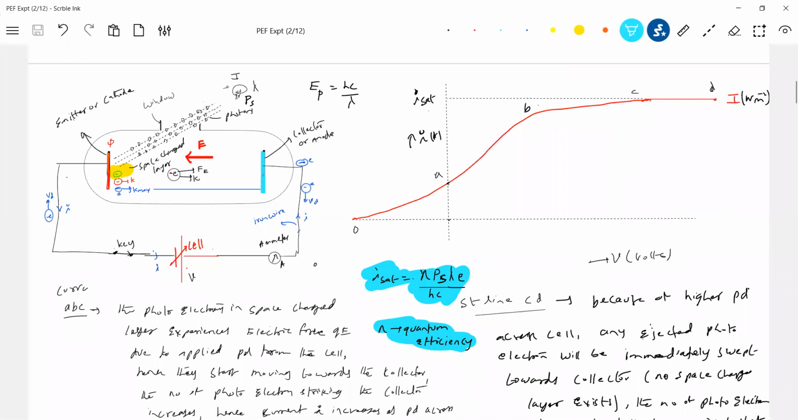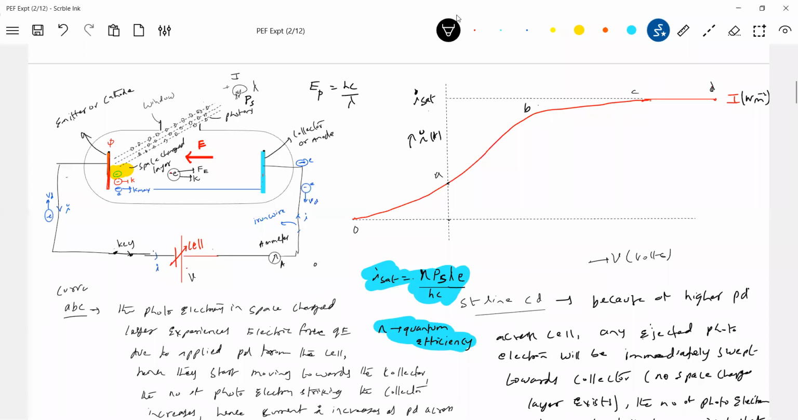Do remember this; in books they have missed it very badly, but in numericals we need it. The saturation current depends on these quantities: lambda is the incident wavelength, power of source and hc are constants, eta depends on the material, and e is the charge of the electron. Okay, so this is the saturation current.